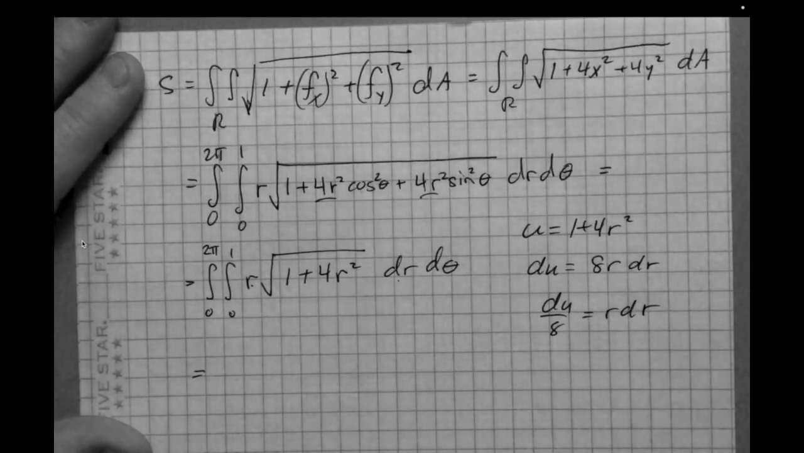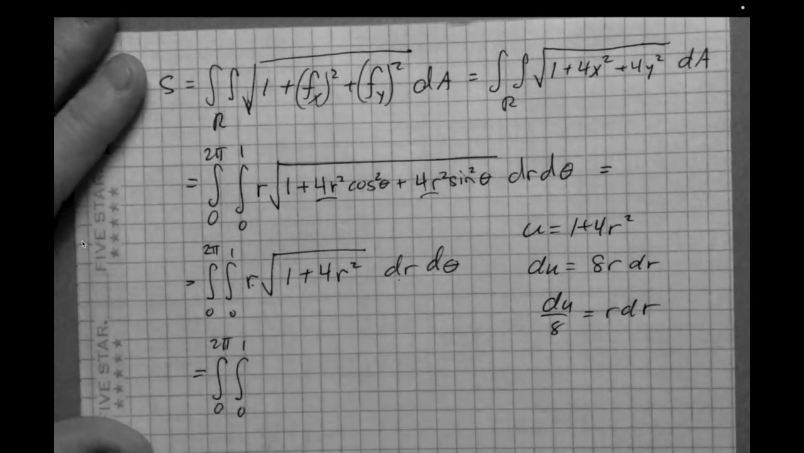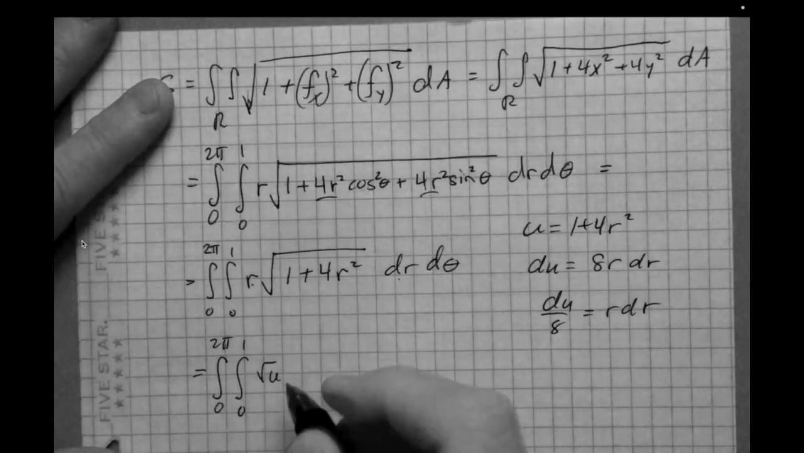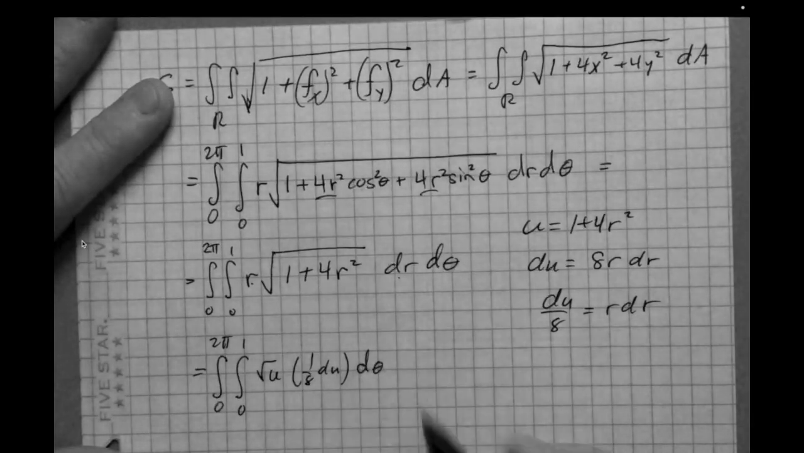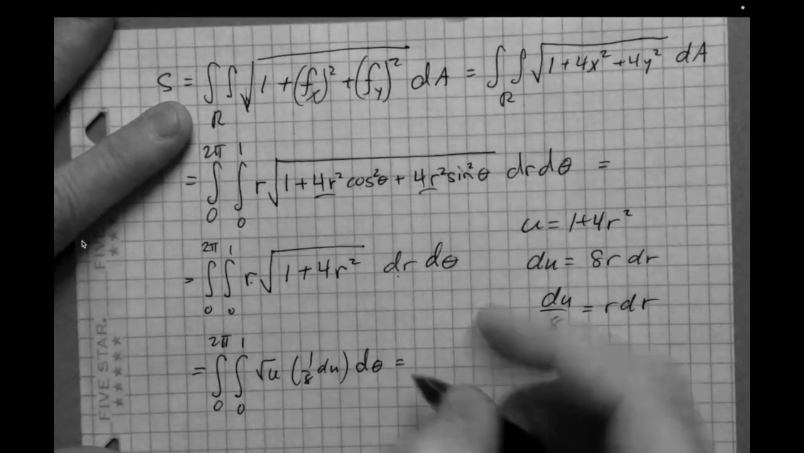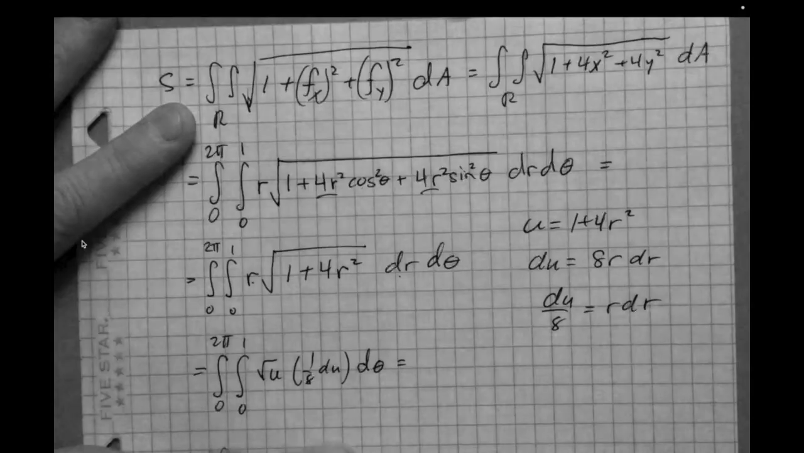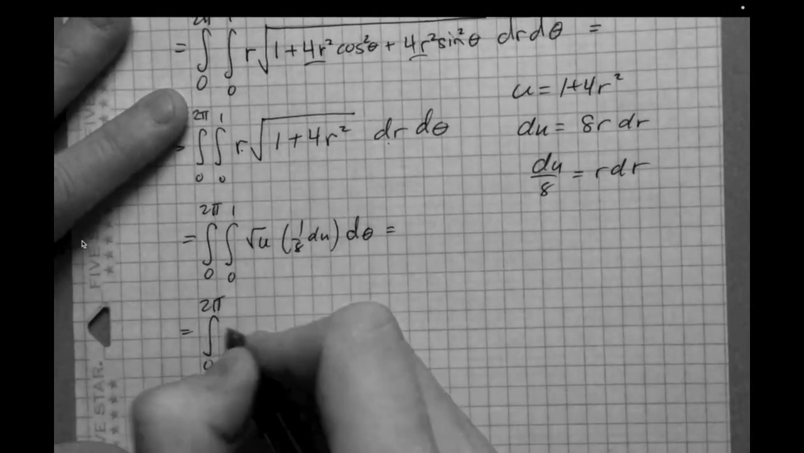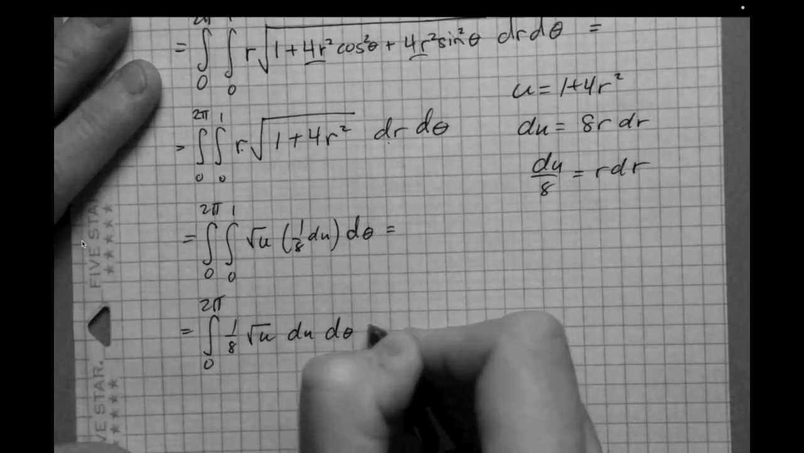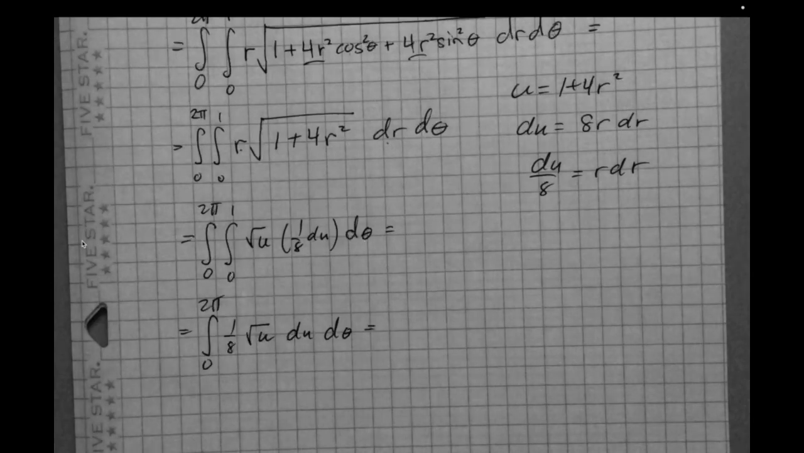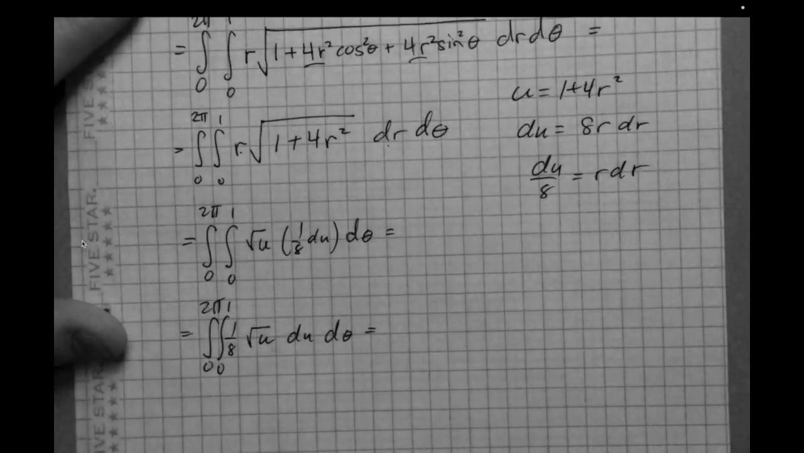And so what you have here is the integral from 0 to 2 pi of the integral from 0 to 1 of the square root of u times 1/8 du d theta. Okay, and so it would probably be the best idea here to rewrite this one more time. 0 to 2 pi, and then it's 1/8 square root of u du d theta, like so. And then we just have to integrate with respect to u. Oh, I lost one there. It should be 0 to 1 as well.